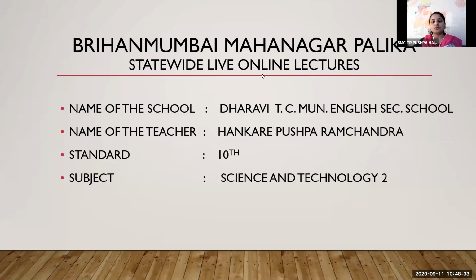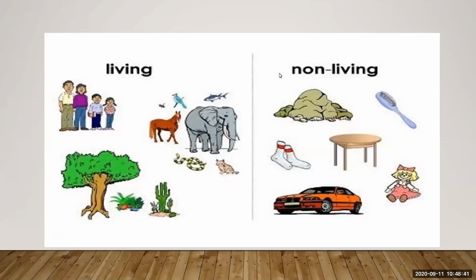Today we are continuing with the science and technology part 2. Let us talk about the topic. It is related to our day-to-day life. You all can see that we are surrounded by living things and non-living things. So let me tell you what non-living things are. Non-living things, we all know, can't move, cannot breathe, cannot have senses, and have no life. They are non-living things.